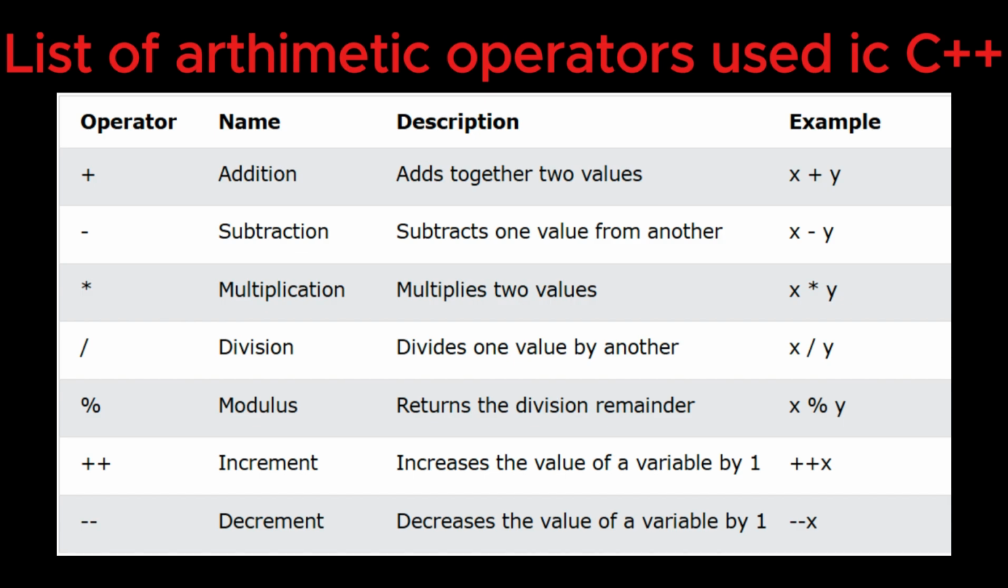Increment. In the description, it increases the value of a variable by 1. It means to add 1 to the variable. And then decrement, symbolized by 2 negative signs. It decreases the value of a variable by 1. You see, minus minus x means here to decrease the value of the variable by 1.